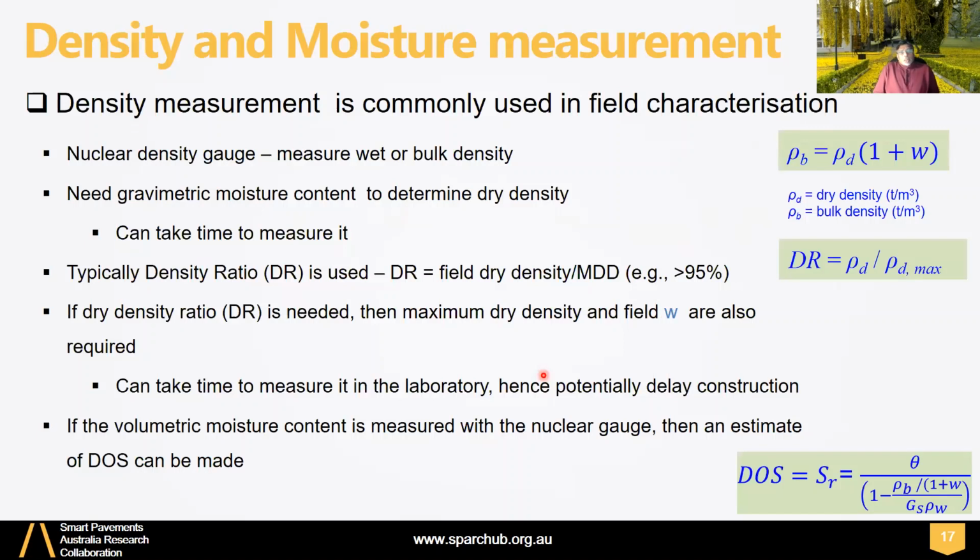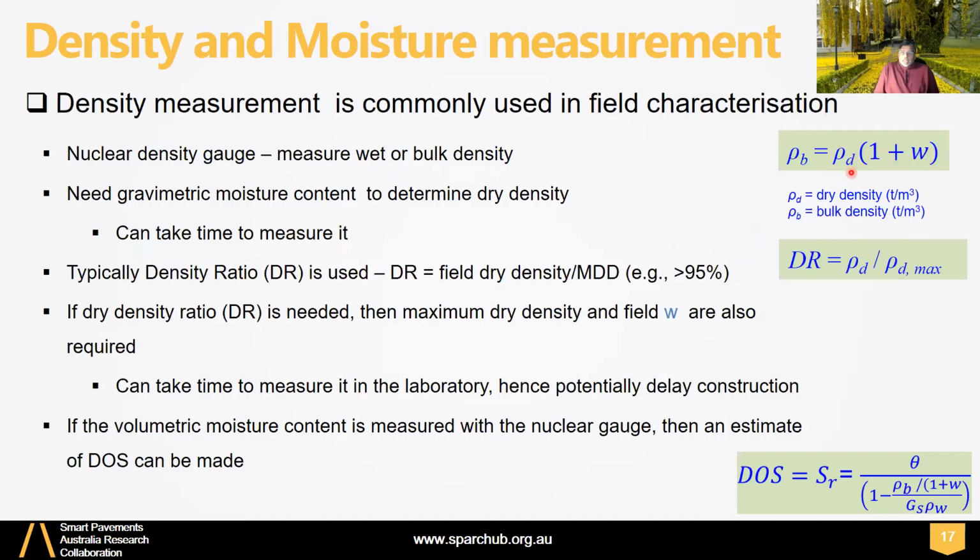So density and moisture measurement are commonly used as per field specifications. We discussed the field specifications for compaction in the last webinar. Density measurement is commonly used in field characterization, and nuclear density gauges or sand replacement is sometimes used, but a nuclear density gauge measures the wet or bulk density. So wet bulk density is dry density times 1 plus w, where w is the water content.